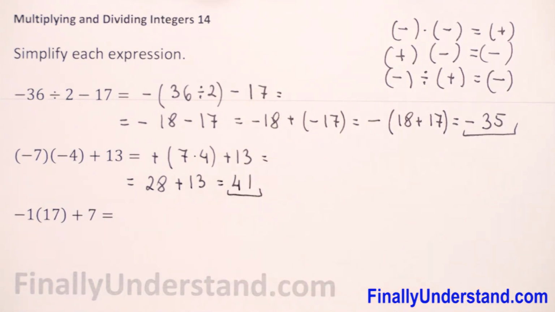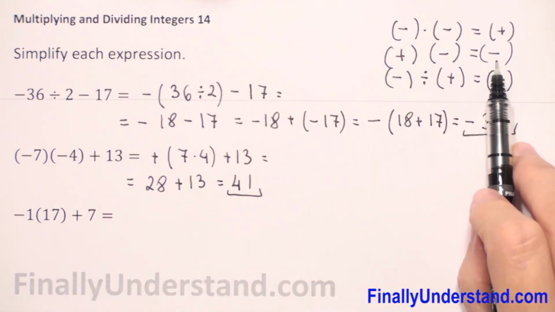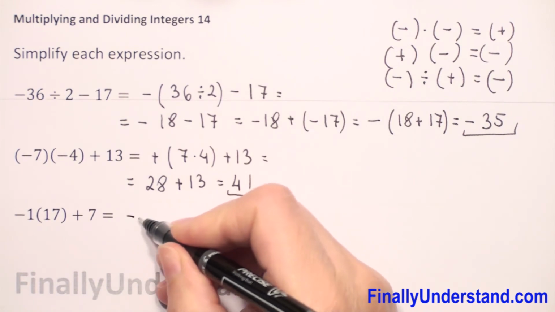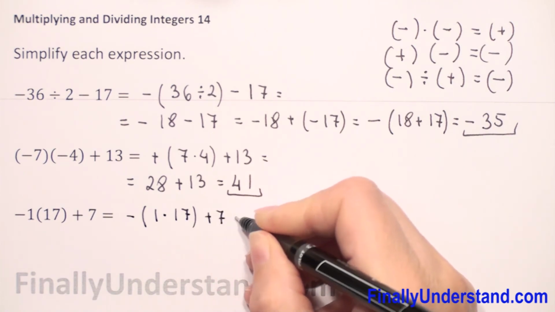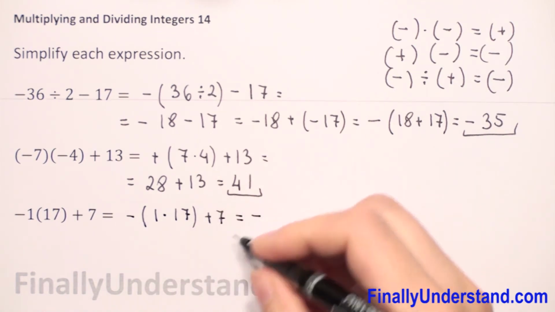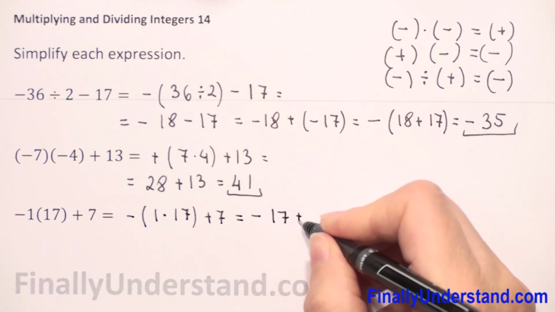And the last example, we have multiplication and we have addition. Like I said, for negative numbers, we have the same order of operations as for positive numbers. So first we have to do multiplication and then addition. So negative times a positive number. We have to memorize: negative times positive or positive times negative, the answer is negative. So we will write a negative sign and we multiply 1 times 17 plus 7, which we rewrite.